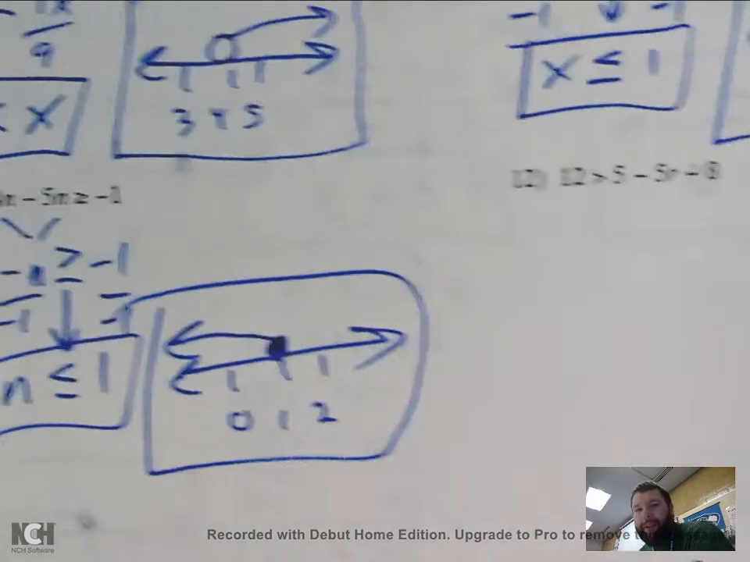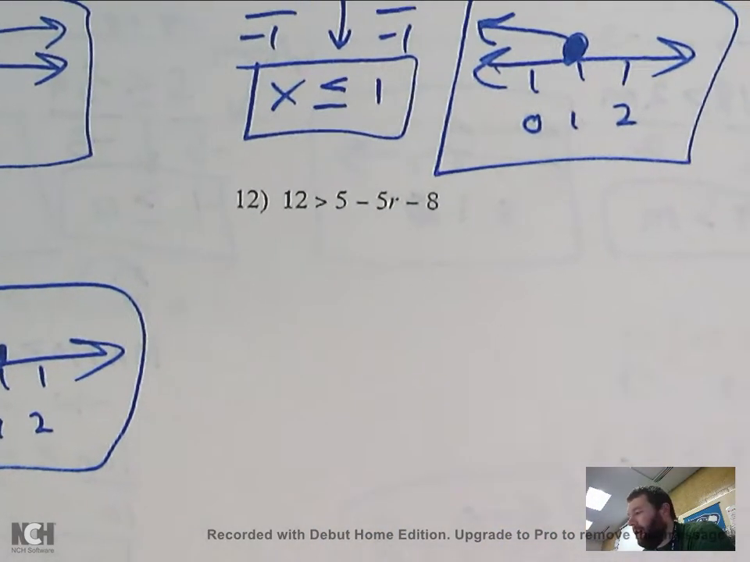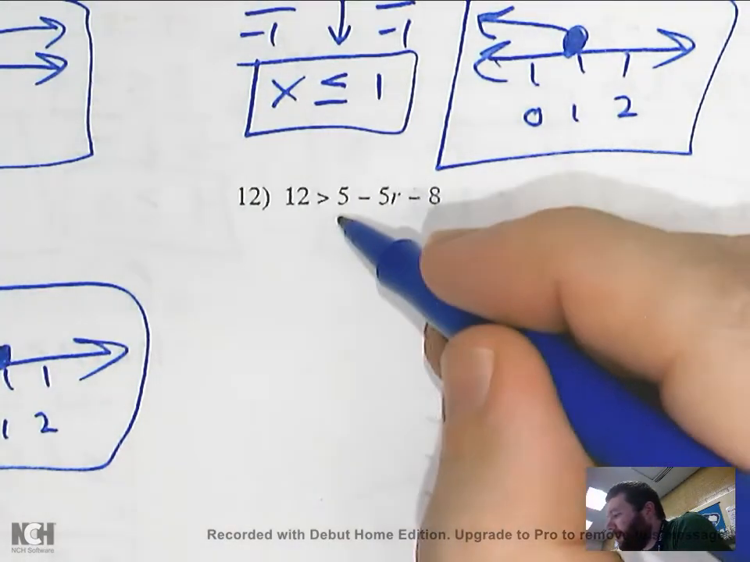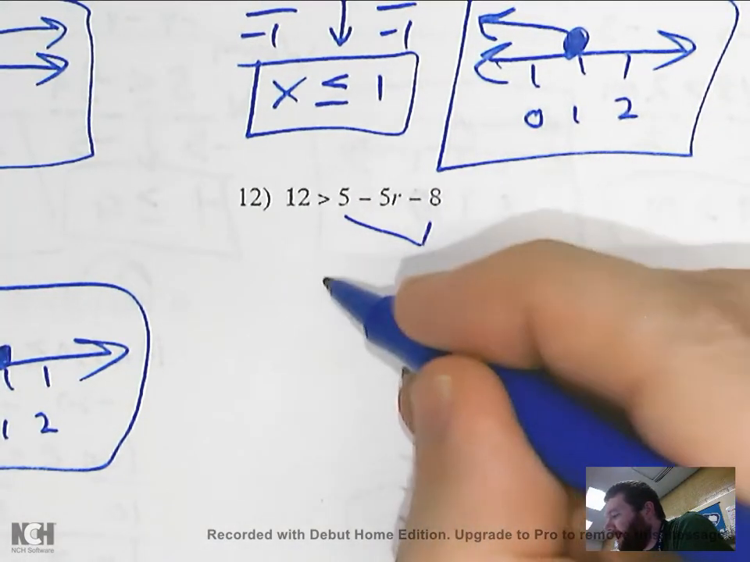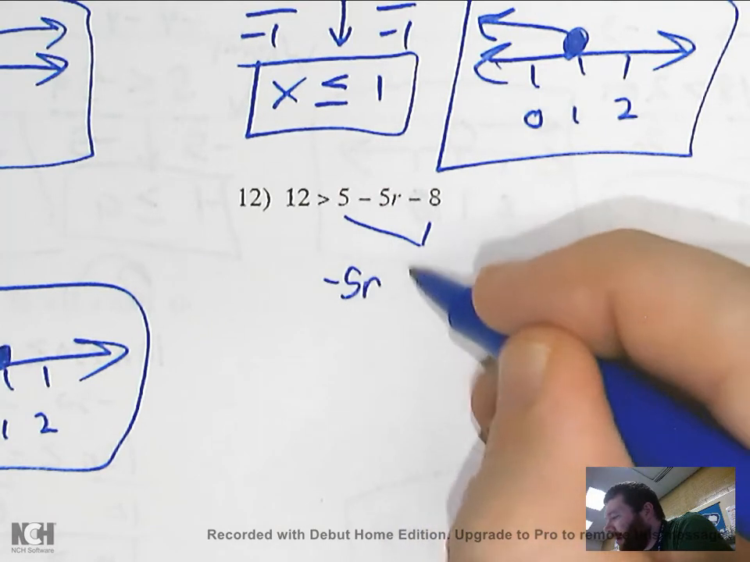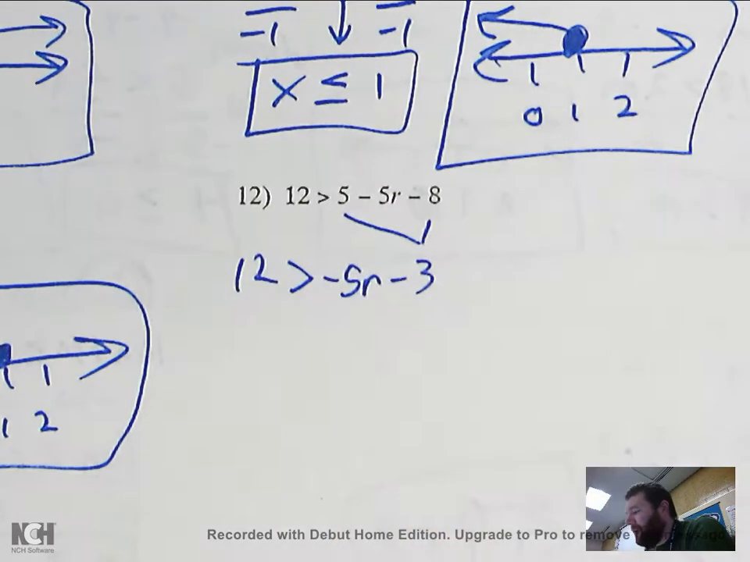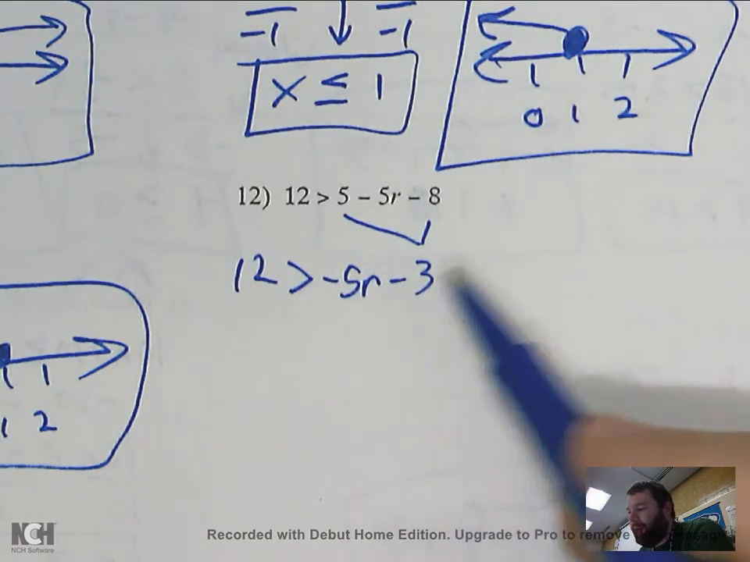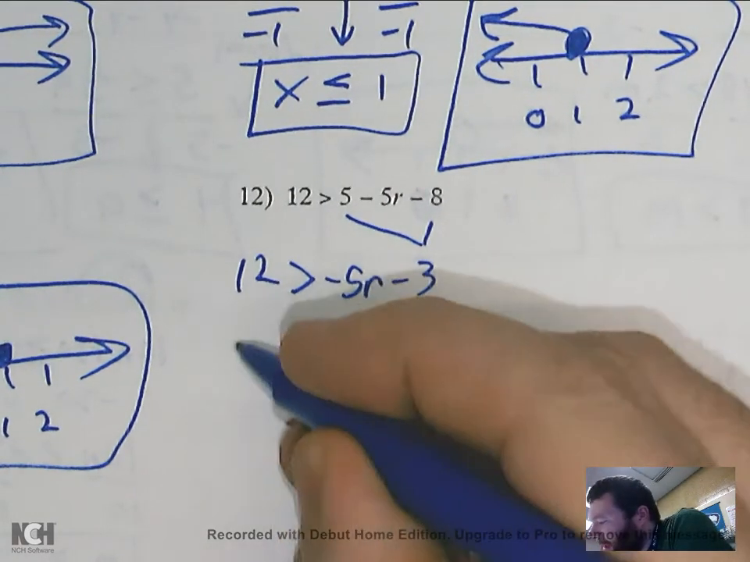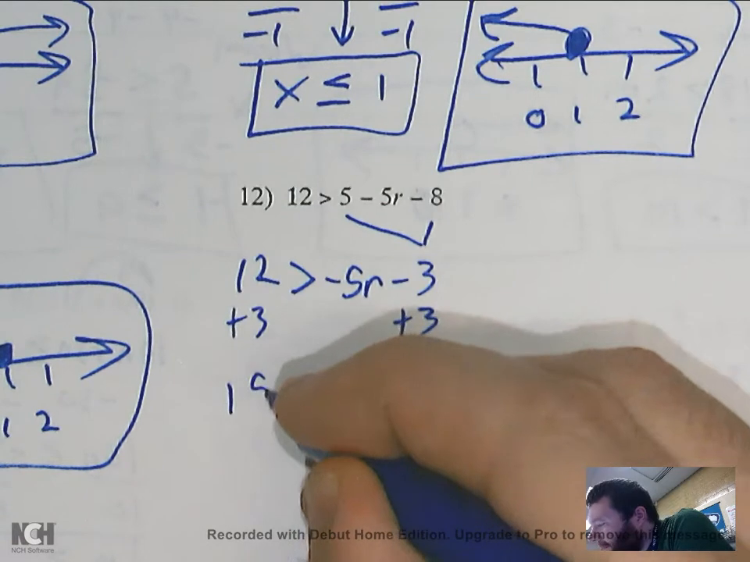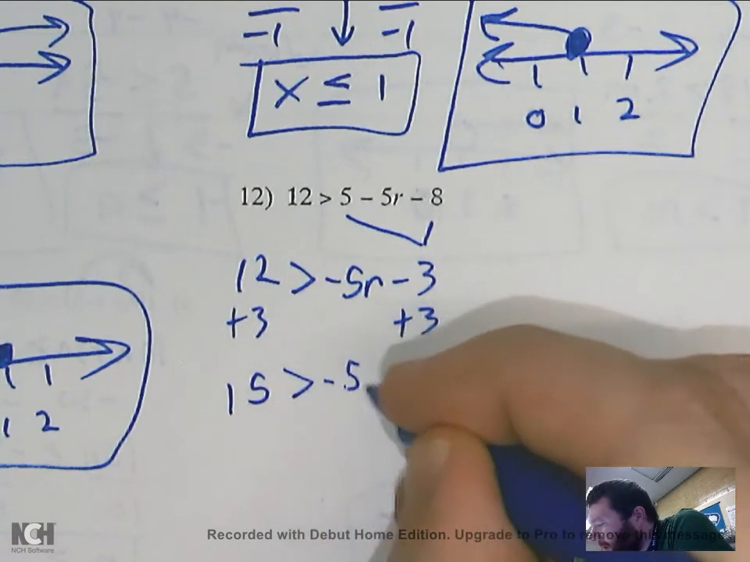That would be your graph on that one. Okay, next one. Again, I have some like terms, so I'm going to start by combining those. 5 and a -8, I'm going to get -5r minus 3. And then that business is still over there. So best friend, acquaintance, going to get rid of the acquaintance first, so add 3. Gives me 15 is greater than -5r.